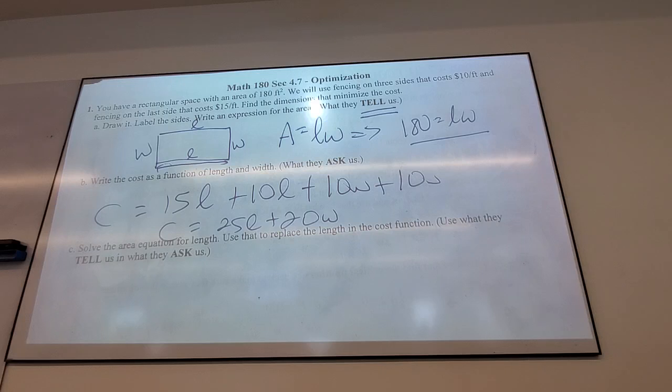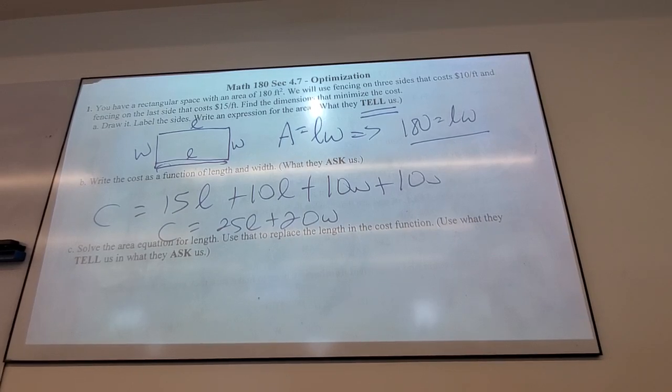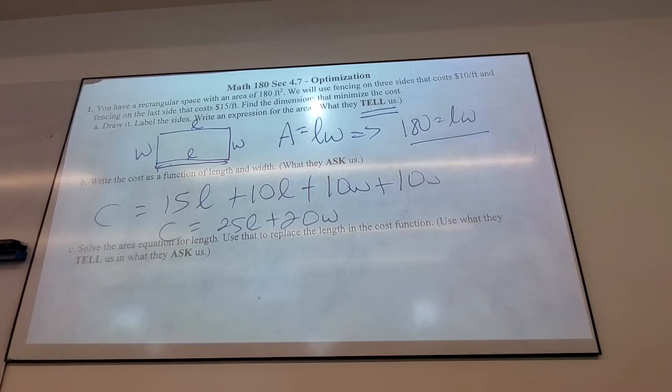Trying to get that. Okay, you're saying the cost is 0? That's the only way you can do here. Solve the area equation. What they tell us will help us with what they ask us. You can solve this equation. I can't solve this equation for L because there's 3 letters, 3 answers. Just lose that. What they tell us helps with what they ask us.